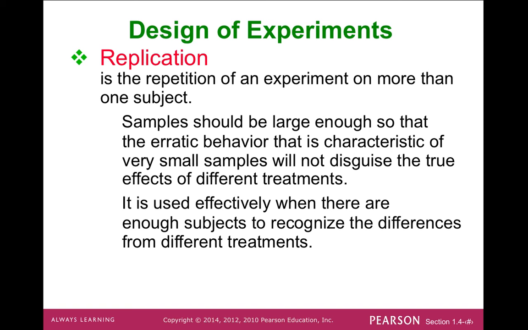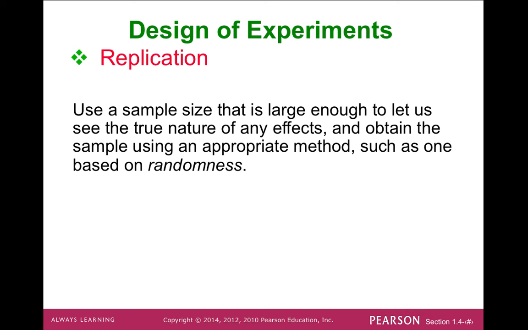The purpose here, and it's a little wordy, but the bottom line is that you need to have enough people in your study to show that the results that you're getting are not just a fluke, but that they actually are really showing you a true trend. And by replicating your experiment on many subjects, it allows you to be more confident in the data. So again, you want to use a sample size that's large enough to let you see the true nature of any effects and obtain the sample using an appropriate method, such as one based on randomness, as we've already discussed.